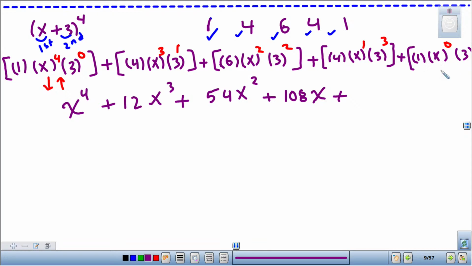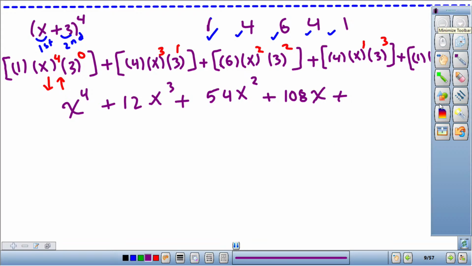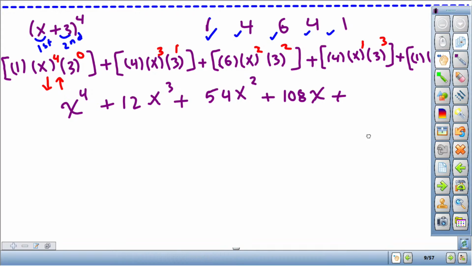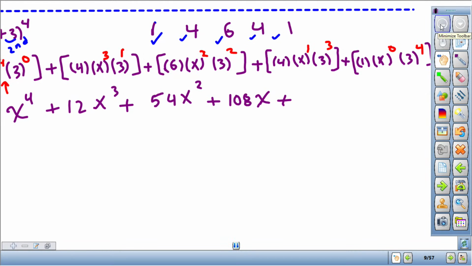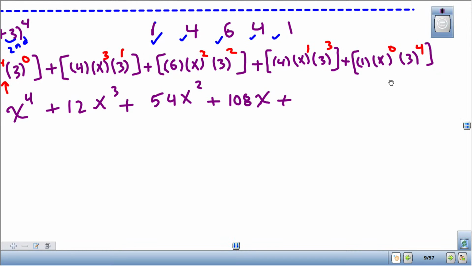That's the 1 times 1, and 3 to the 4th. What is 3 to the 4th? Oh my gosh. 3 times 3 times 3 times 3. 9 times 9. So basically you're saying this is 1 times 81, which is just 81.